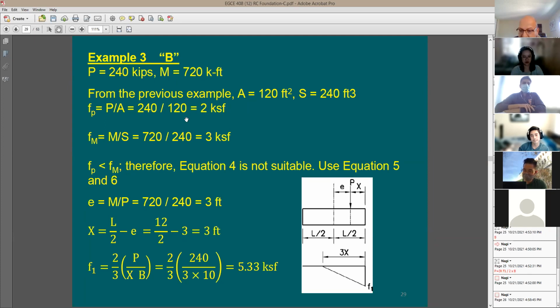So the reality is, because of this uplift, the stress here is going to increase a little bit, right? From the previously calculated 5 KSF, and that was wrong. I cannot consider this because concrete to soil cannot take any tension. Now it becomes 5.33 KSF, and this is going to be the right answer. Questions? We're good?